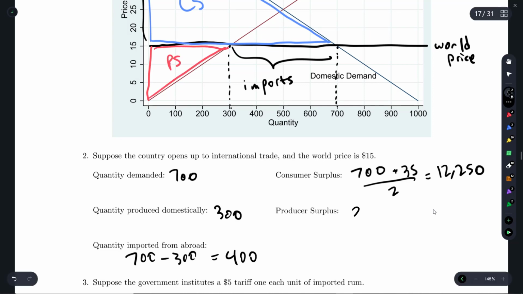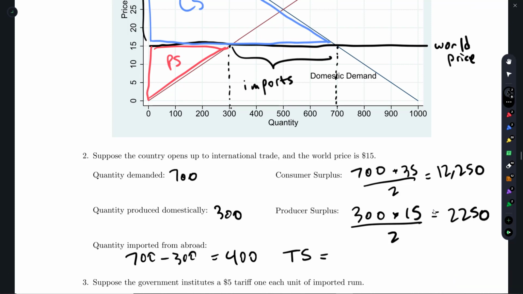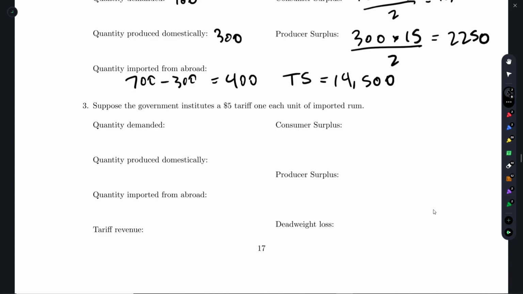Area of this triangle, base of 300, height of 15, divide that by 2, that's going to be 2250. It doesn't say this here, but we can also go ahead and calculate the total surplus by adding those up. 12,250 plus 2250 is 14,500.